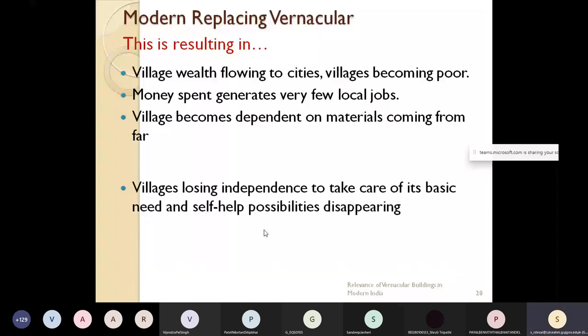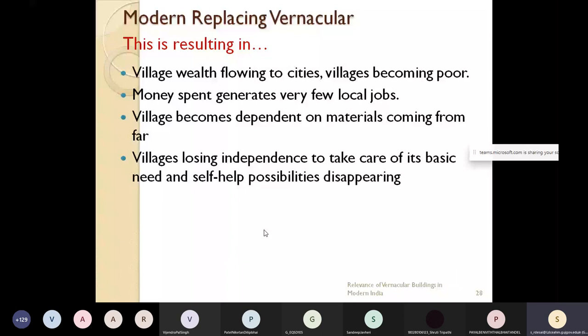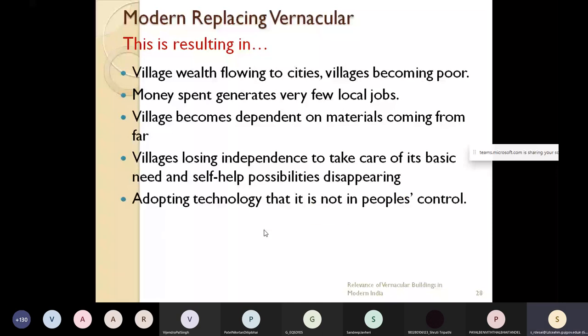Next point, villages are losing independence to take care of their most basic need. Something like roti, kapda, makan. You want to be self-dependent. And the self-help possibilities are disappearing. Even today in the villages, a lot of things people do themselves. They make their own bricks in many areas. In Arunachal, when they make these bamboo houses, the whole village gets together, all right? And they build the house in 4 or 5 days. We are adopting technologies that are not in people's control.